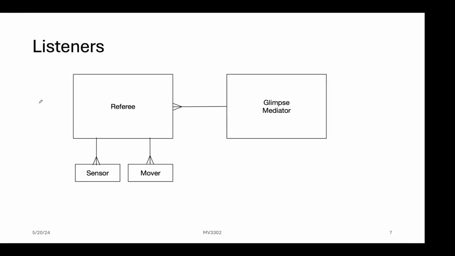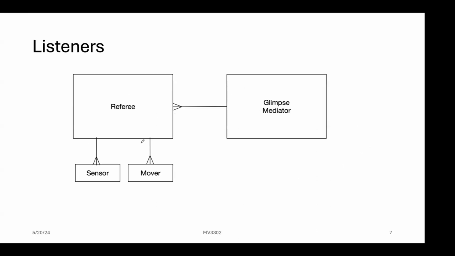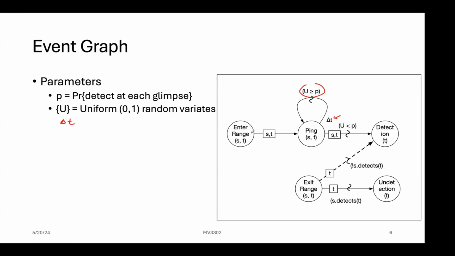Okay, and this is how the listener for this would be working. Keeping in mind that the glimpse mediator is directly impacting the sensor. So we have the referee who's listening for a sensor and a mover. In the referee that you'll do, we'll have multiple versions of these. But then our glimpse mediator is listening to the referee to hear these enter range events and also exit range events.